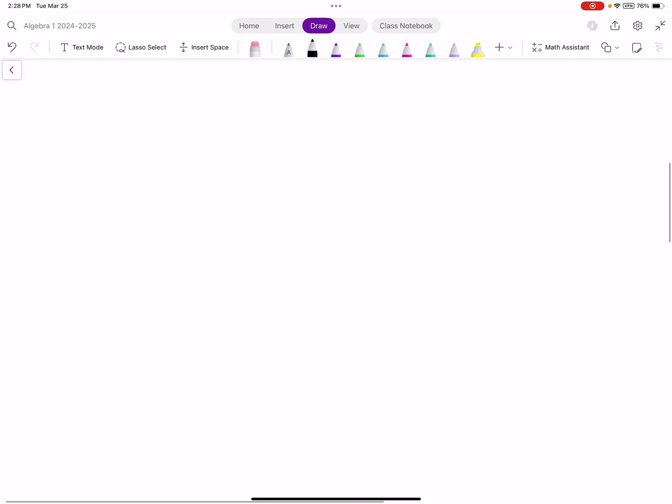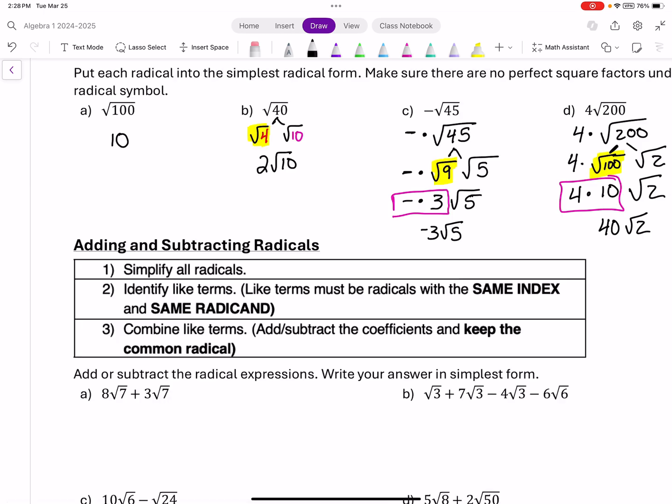The next thing that we're going to talk about is how to add and subtract radicals. So the first thing that you're going to want to do is make sure all radicals are simplified so that you have the perfect squares out of the radical. Then we're going to identify like terms. For our problems with radicals, your like terms have to have the same index and the same radicand, that same number under the radical. After we do this, once we know which ones go together, we can combine them by adding or subtracting the coefficients, the numbers in front, and we keep the common radical.